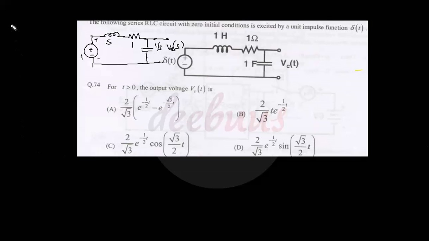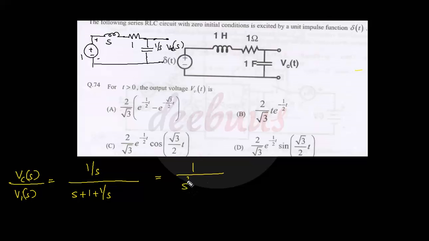That is Vc(s) to input voltage Vi(s) equals, as it is a series combination, the current remains the same, so I am not marking the current name. On the output side, we obtain I(s) into 1 by s, divided by the total impedance, that is s plus 1 plus 1 by s. So multiplying both the numerator and denominator by s gives 1 divided by s squared plus s plus 1.